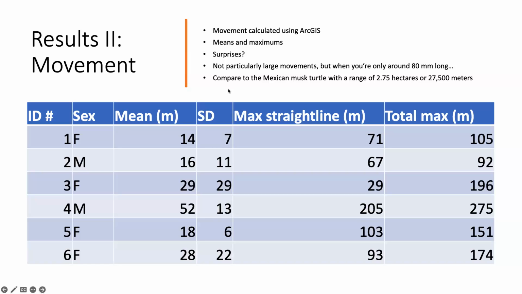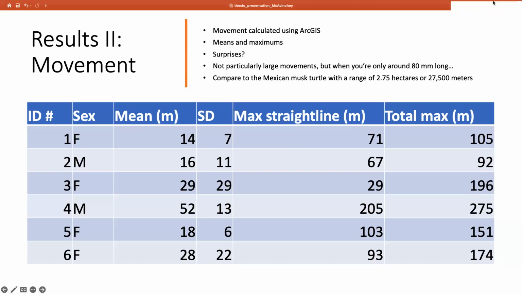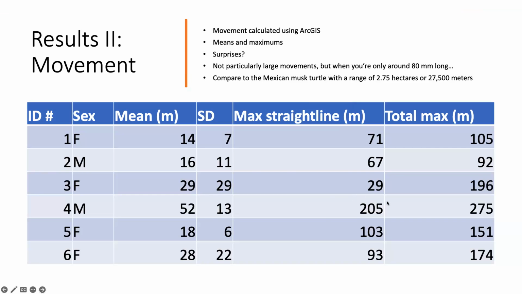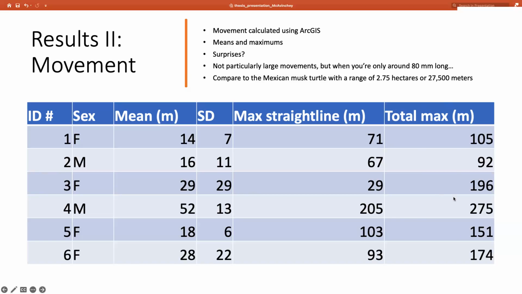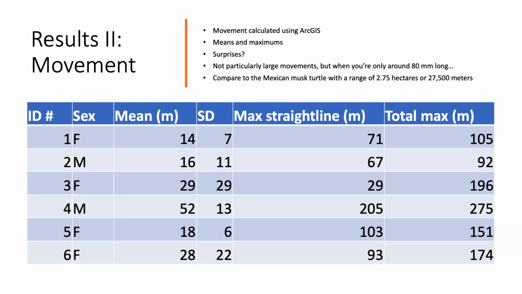Yeah, and then just looking at some basic stats on their movement, I got some means and standard deviations. I found that max straight line movement, which is how far they'd go between each observation, was 205 meters for males and 103 for females. And the total distance between any 2 points was 275 meters for males, 151 meters for females. That doesn't sound like a lot, but if you're only 80 millimeters long, that is a pretty good distance.